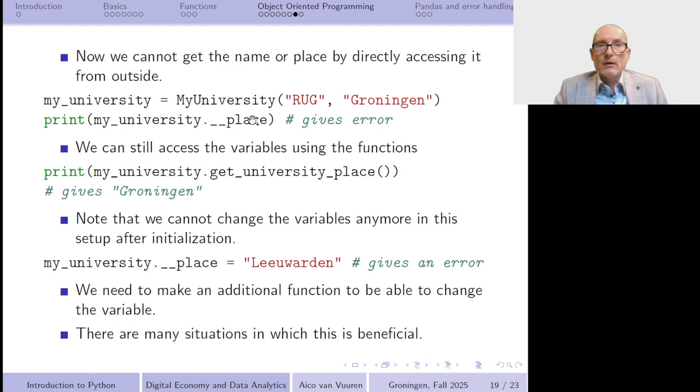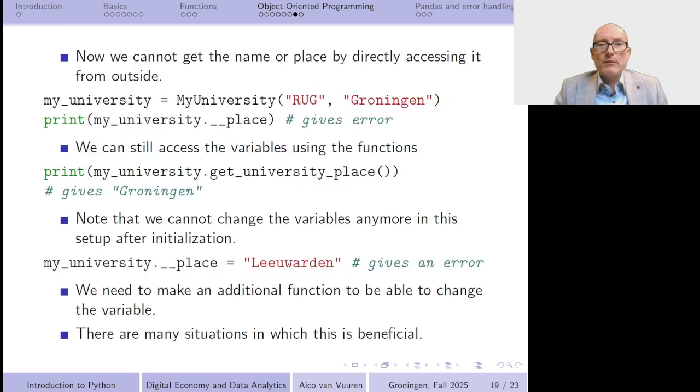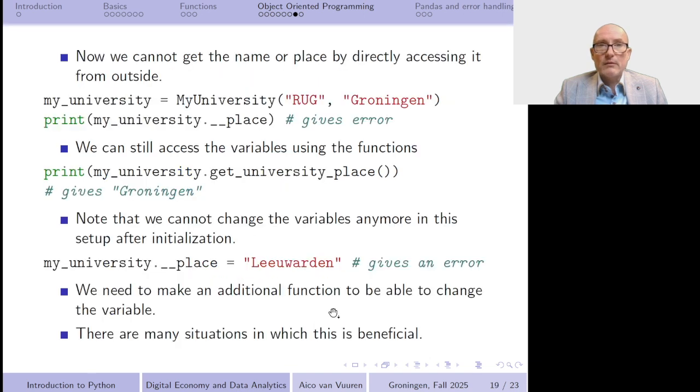Take into account that based on this class my university that we have over here, we can actually still get the place of the university, but for that we have to use this particular function that we have over here. So in this case what we need to do is to write it as my university and then get university place, and that will still give us Groningen as it should be.